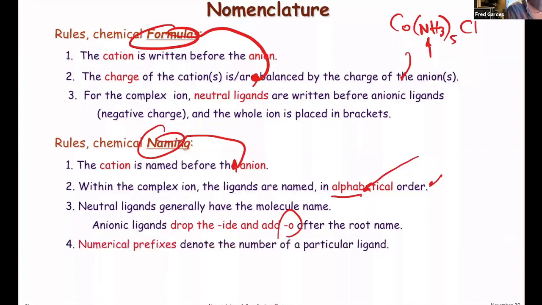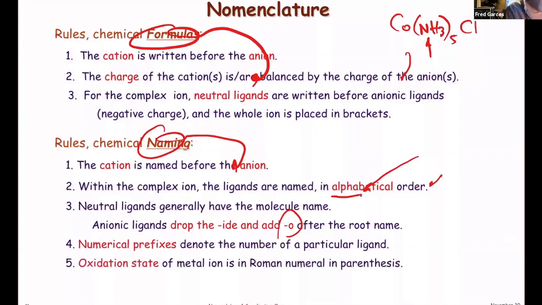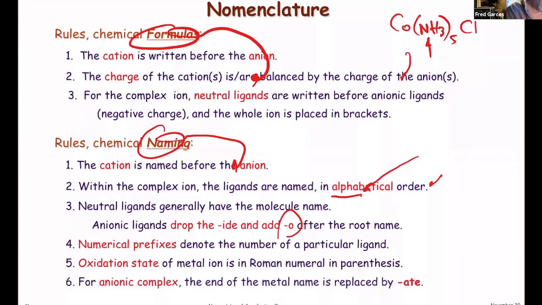Numerical prefix denoted by the number of particular ligands. Okay, numerical prefix like di, tri, tetra. Oxidation state of the metal ion in Roman numerals, just like in regular inorganic nomenclature. Okay, the anionic complex, the end of the metal name is replaced by ATE. So those are the rules. Let's see how these rules are applied.